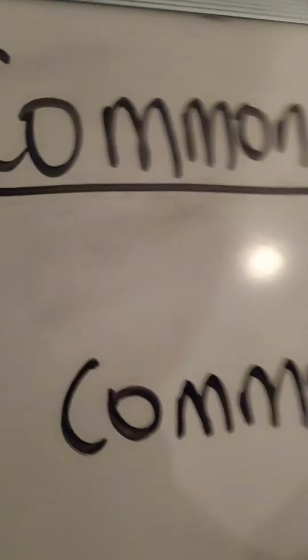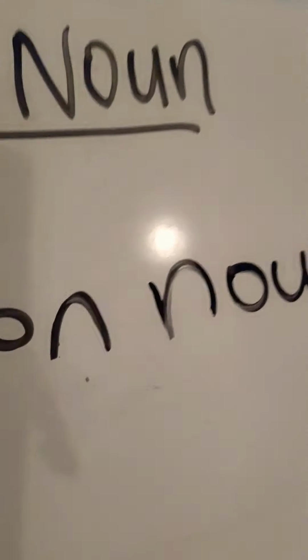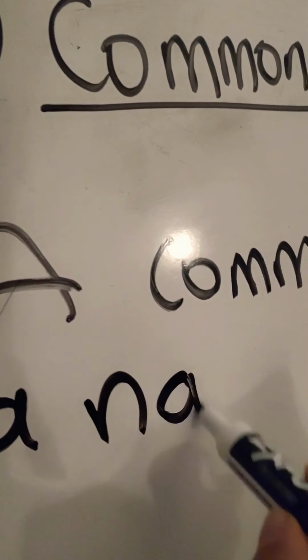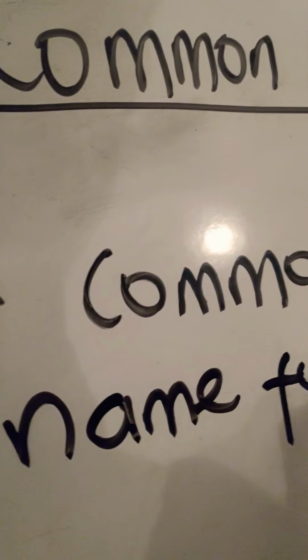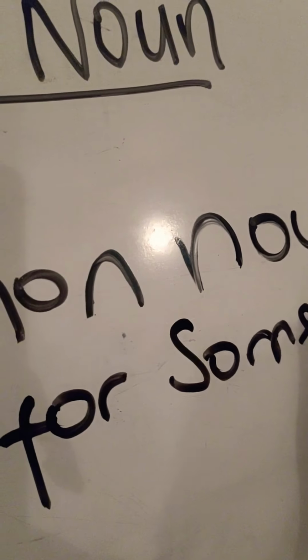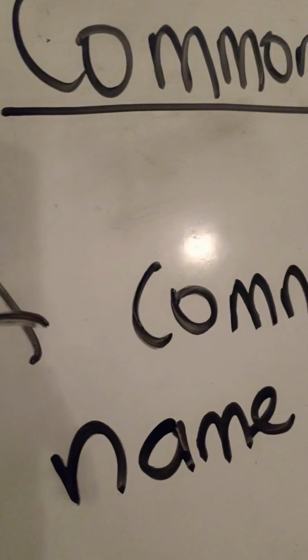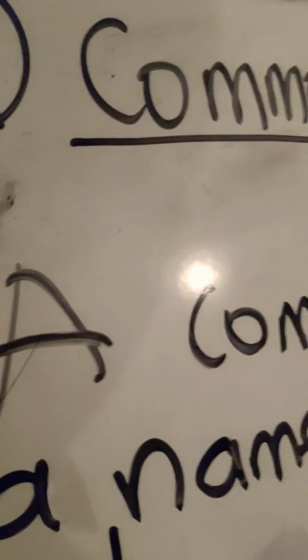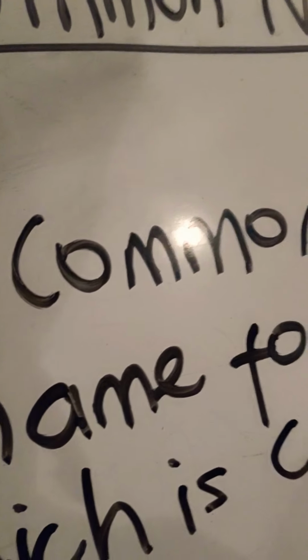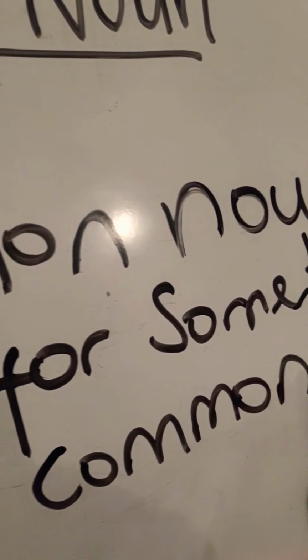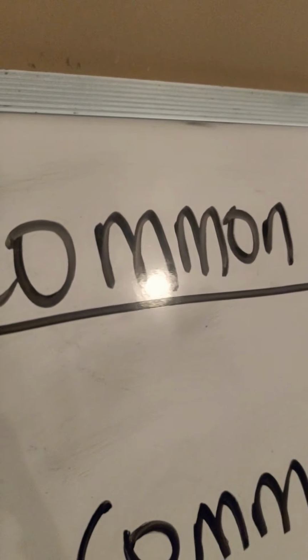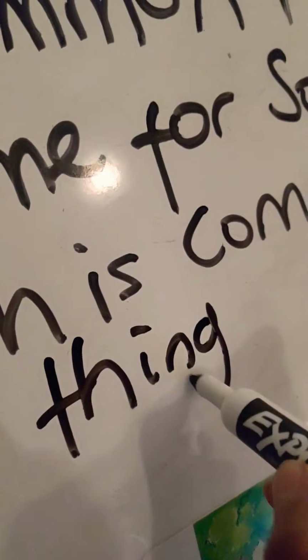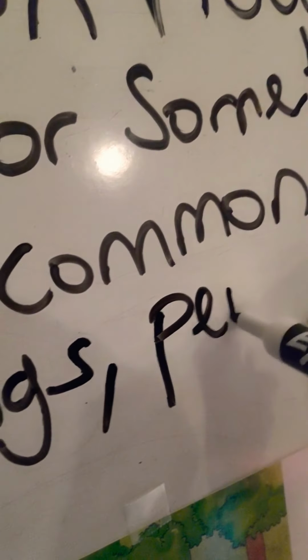A common noun is a name for something. A name for something which is common, the name for something which is common for many things, okay, person or places, you can say places.